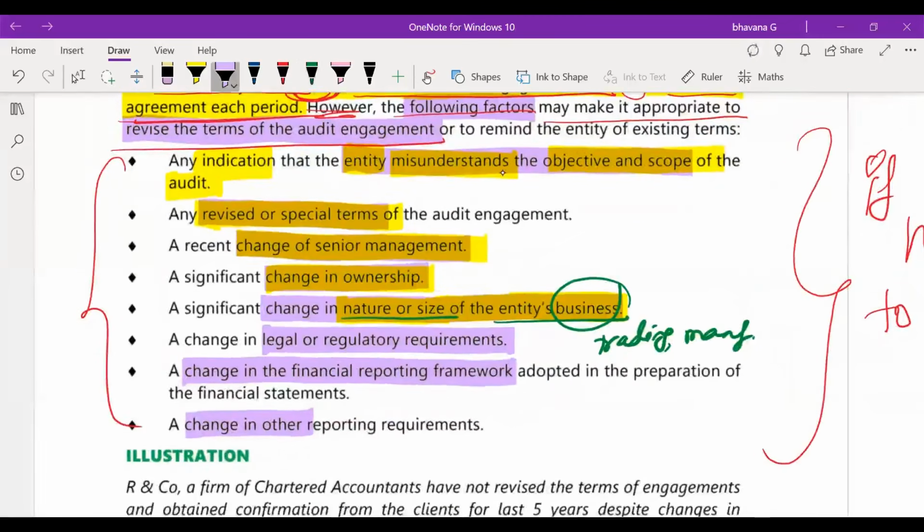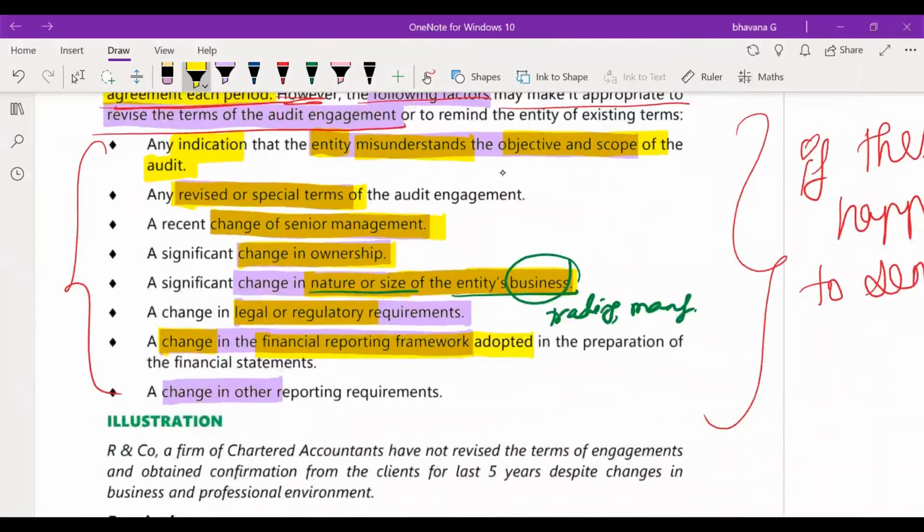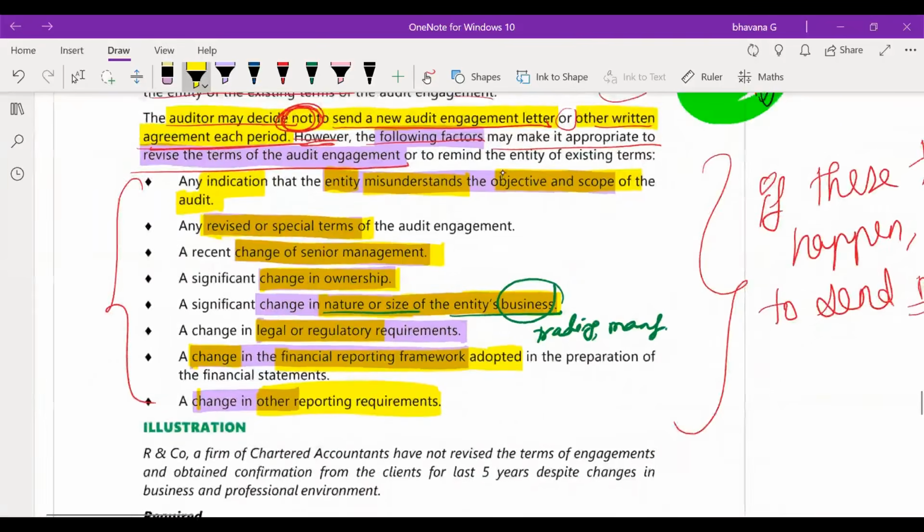If there is any change in the legal or regulatory requirements, you can draft a new engagement letter. And if there is a change in the financial reporting framework which has been adopted, in such a case also you can draft a new engagement letter. And if there is any change in other reporting requirements, then in such a case you can do so. So please remember this also.